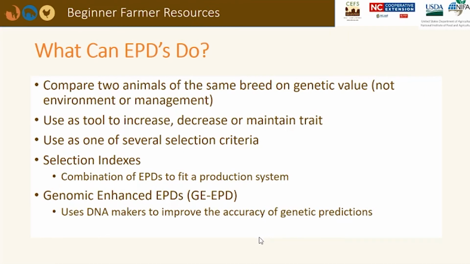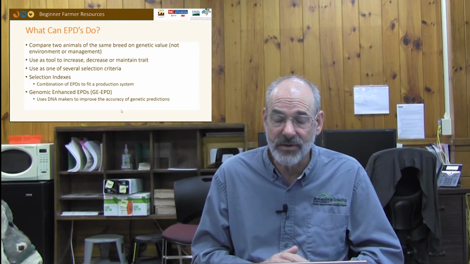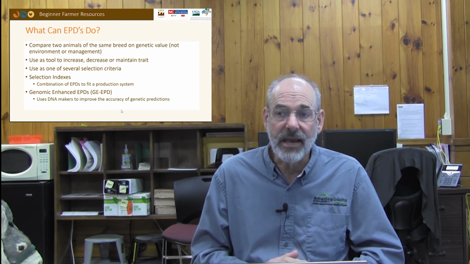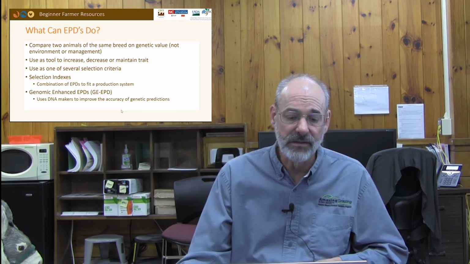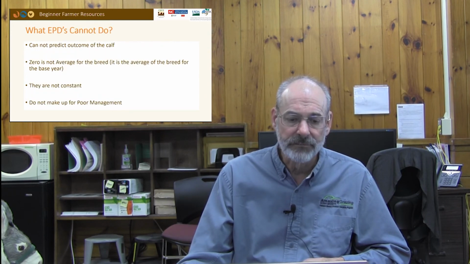The other thing that has happened in the last few years is that we've rapidly gone to what's called genomically enhanced EPDs. This is where we are starting to understand the genome of the animal and what to look for in these genes. And we can actually get a much better indicator of what the true value of that animal is from looking at the DNA. And so all of these animals that you find in AI studs have been DNA tested and have some genetic enhancement to the accuracy of their expected progeny differences.